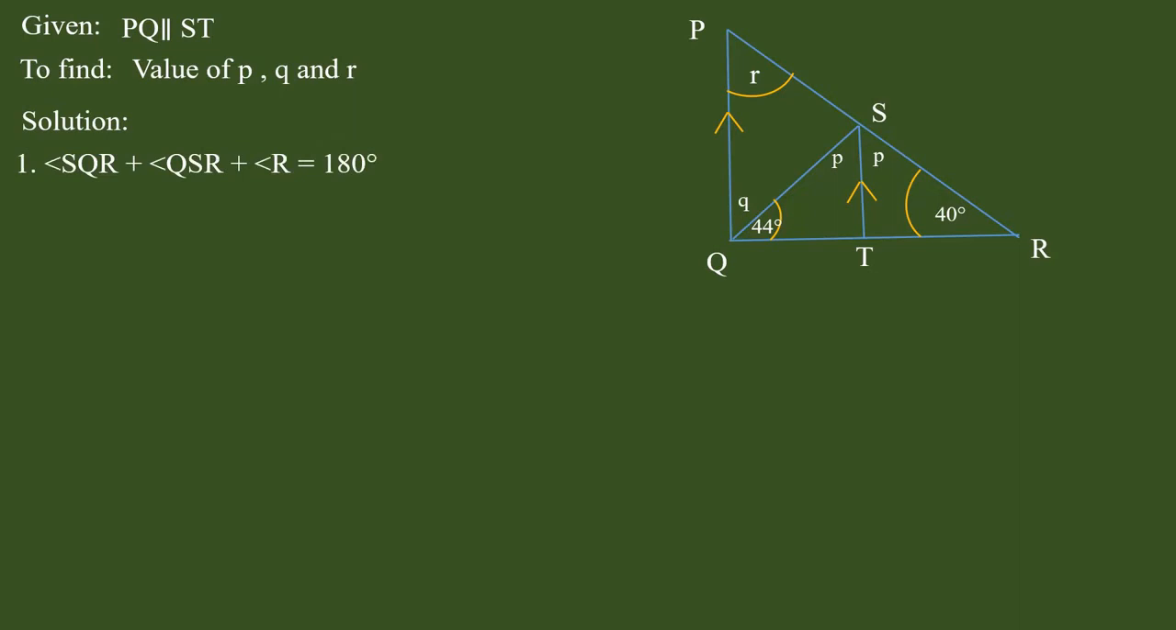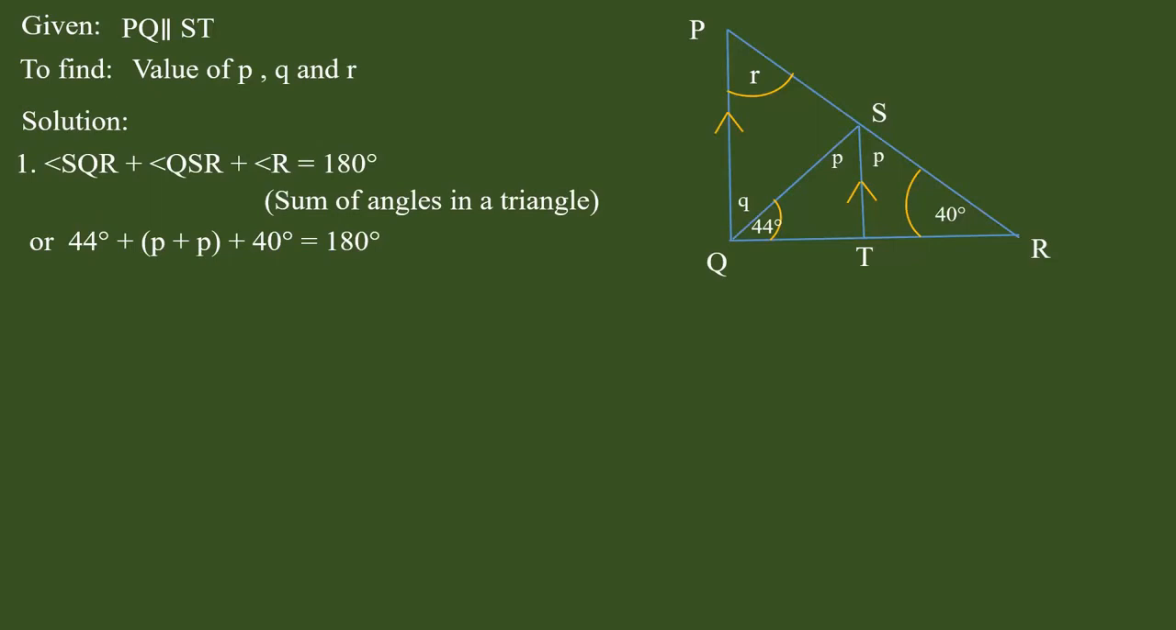So number one, I'm using the sum of angles in a triangle. That's SQR. So that is angle SQR plus QSR plus angle R equals 180 degrees. So what is the reason? Sum of angles in a triangle. Let's keep the values. What is the value of SQR? That is 44 degrees. And what is QSR? See, QSR is divided in two parts, that is P and P, right? So I can write P plus P in the bracket. And what is R? That is 40 degrees. And that is equal to 180 degrees.